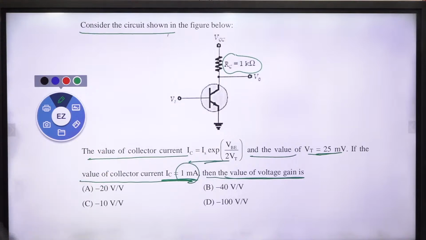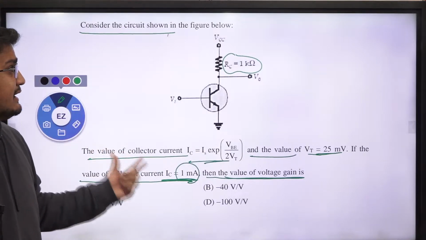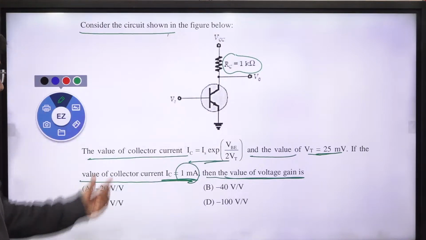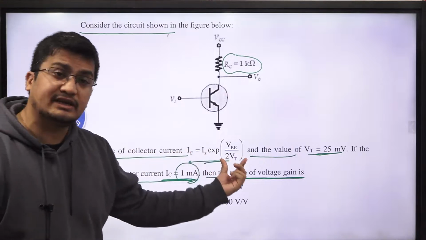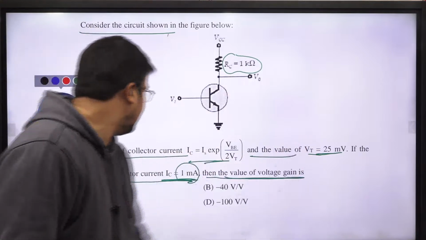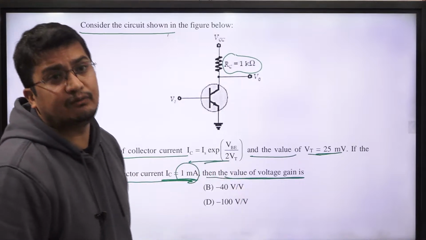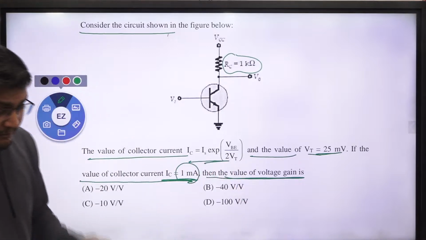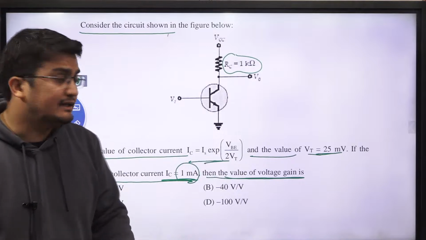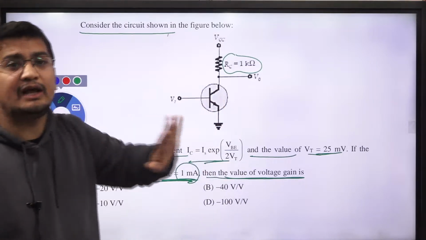So what will be the answer for this question? I'm repeating the question again. This is the given transistor, and the expression for the collector current is given here. The thermal voltage is given here. If the value of the collector current is 1 milliampere, then what will be the value of the voltage gain, right? Now I'm giving you people one hint here. This is the common emitter configuration. You all agree with me, right?